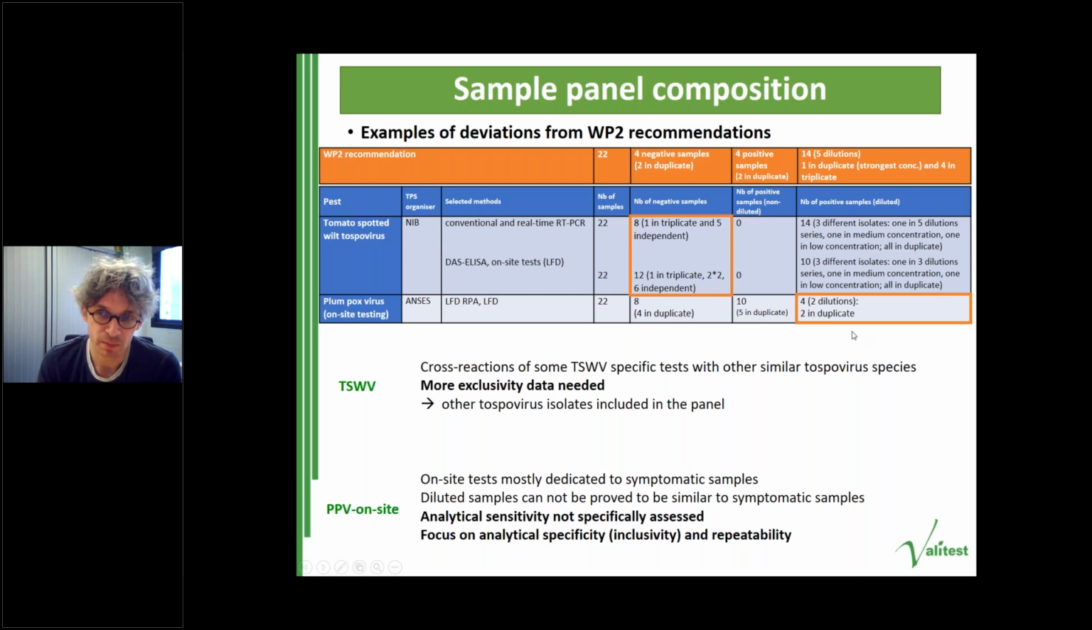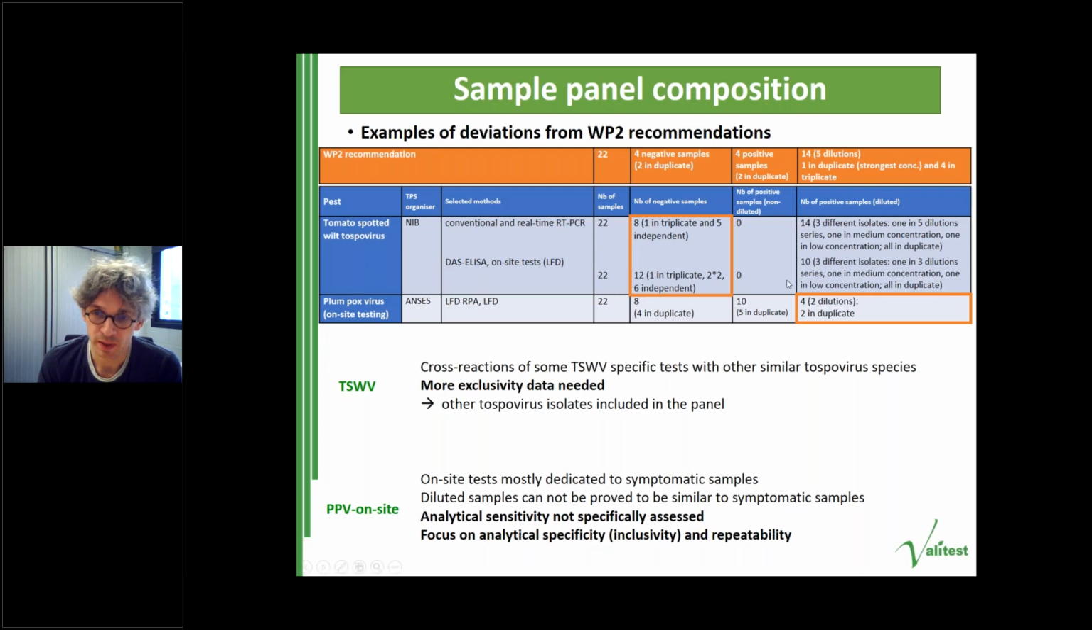Actually, as was said in the video, NIB knew that there are some cross reactions of some TSWV specific tests with other similar tospovirus species, and it made sense to collect more data concerning the exclusivity. And it's the reason why they decided to include other tospovirus isolates in the panel.